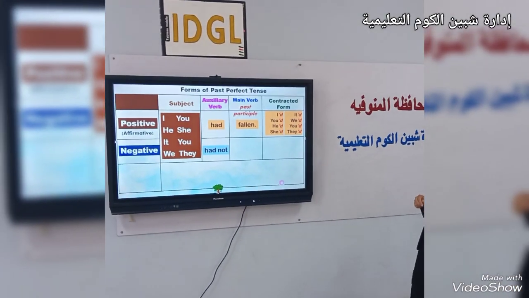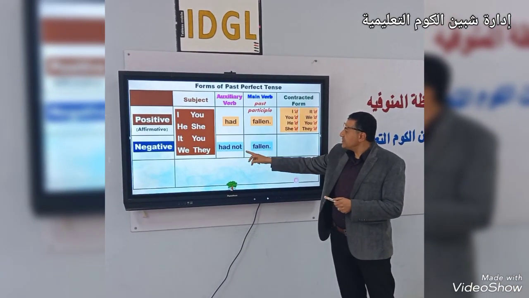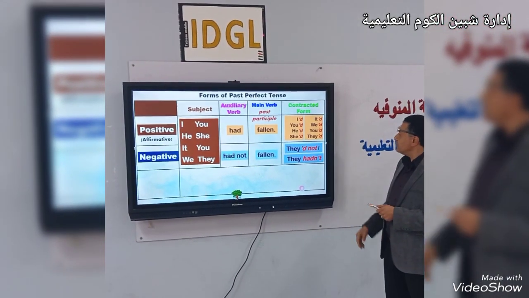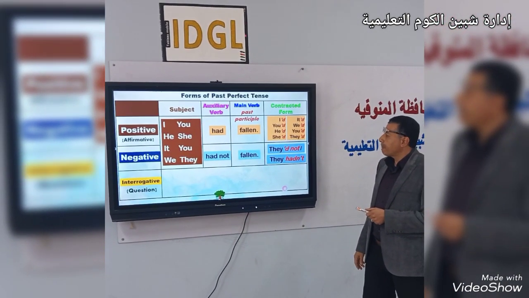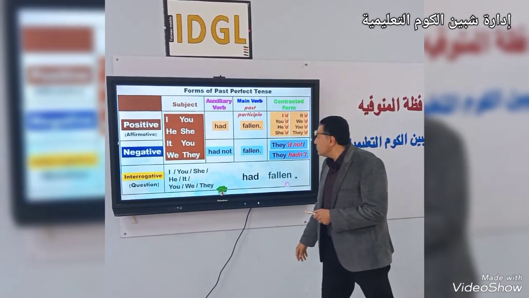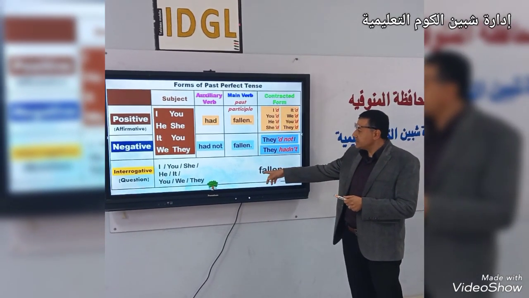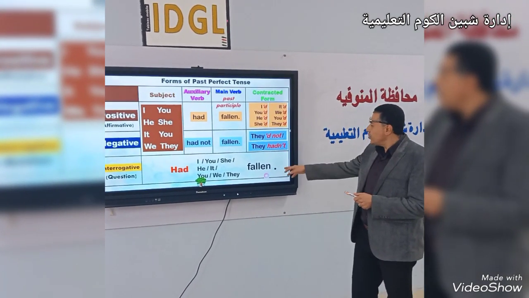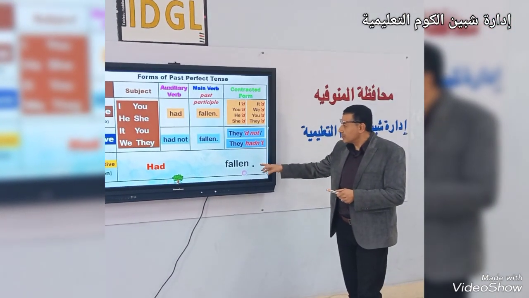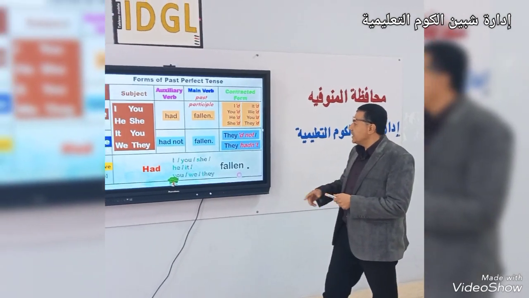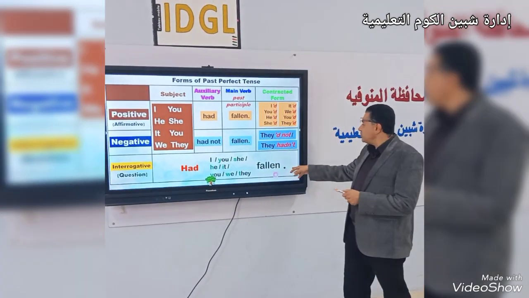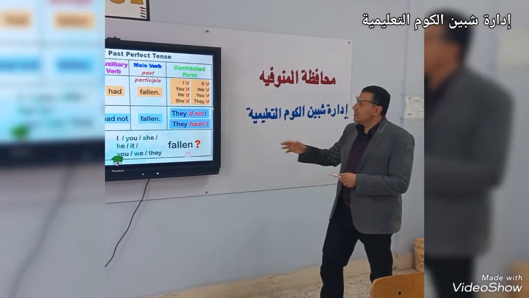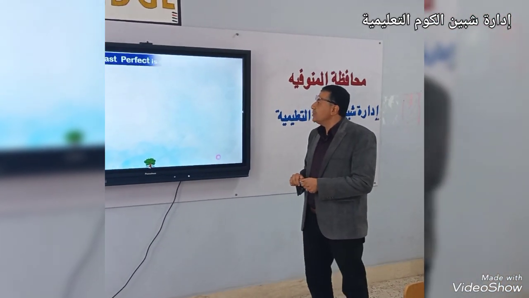In the negative form, we use had plus not plus past participle. And this is the contracted form. In a question, we use had at first, and we will put here a question mark, like this. Had I fallen? We will change the dot into a question mark. This is the form of the past perfect.